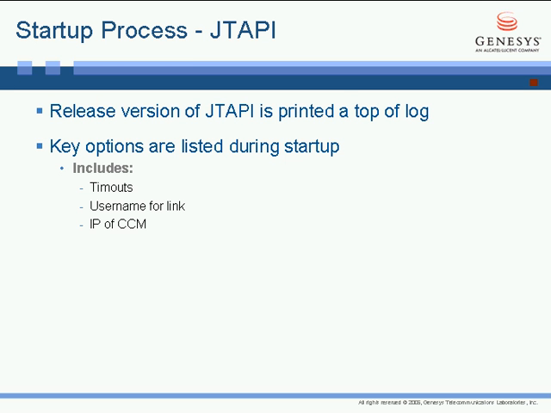So looking at the previous two screens, we saw that the TServer requested to use release 12 of the JTAPI link. The Cisco came back and said to use 13. This process, the JTAPI process itself, would start with 13.